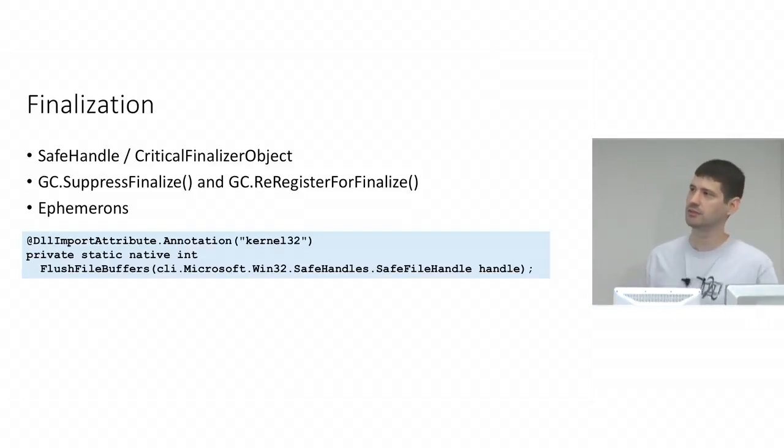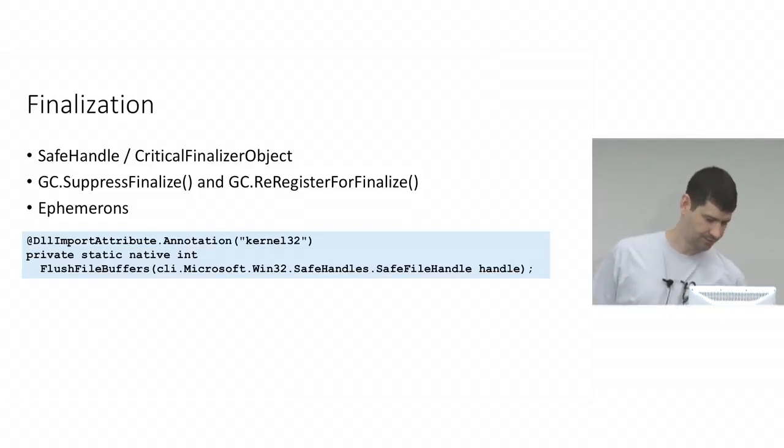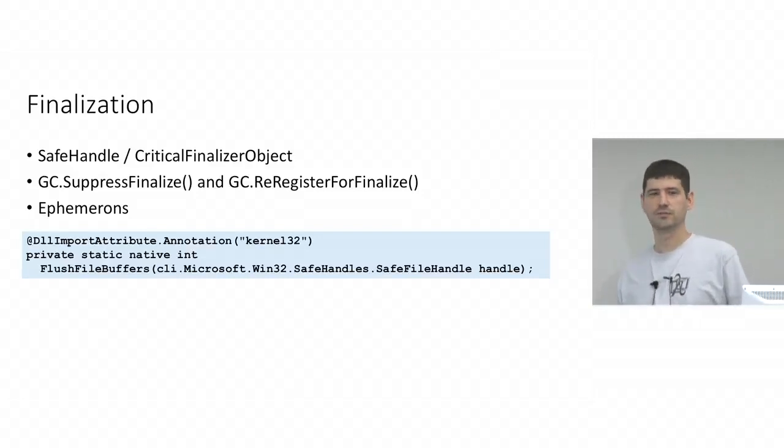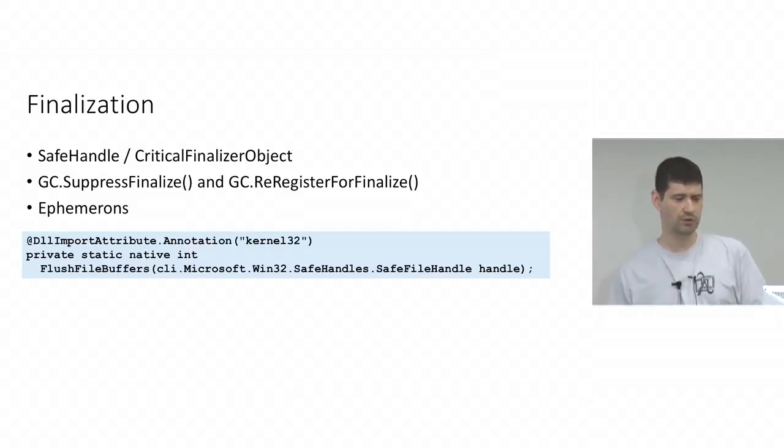So finalization. This is an area of Java that is also quite controversial. And .NET copied it initially. They just copied the Java finalization stuff, and then they realized it didn't work all that well, like people in the Java community realized. And instead of adding something like phantom reference, which is Java's sort of answer to finalization not working properly, .NET added something called a safe handle or critical finalizer object, which solves most of the finalization problems.